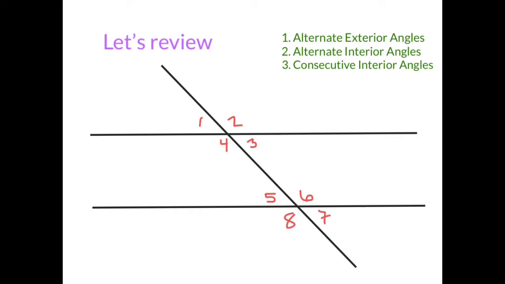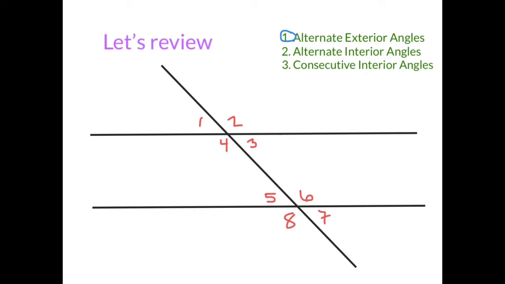First, we talked about alternate exterior angles and the fact that those angle relationships are congruent. Then we talked about alternate interior angles and how those measures are also congruent. And finally, it was consecutive interior angles whose relationship was supplementary. So let me just color code these and we'll take a look at a few of them as a quick review.